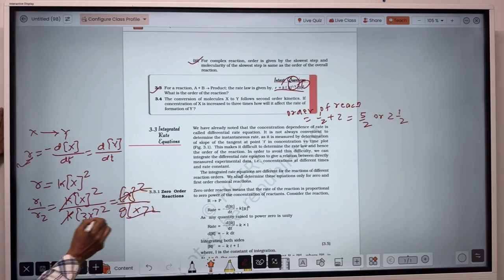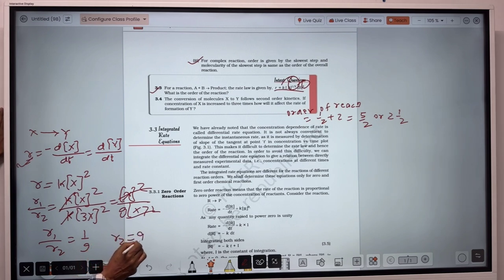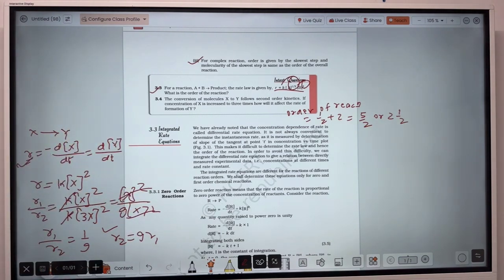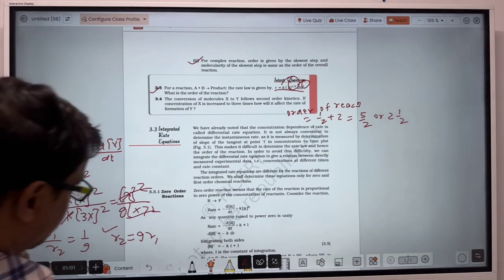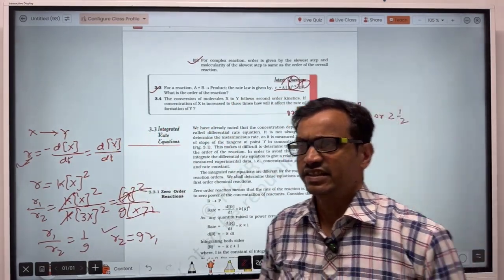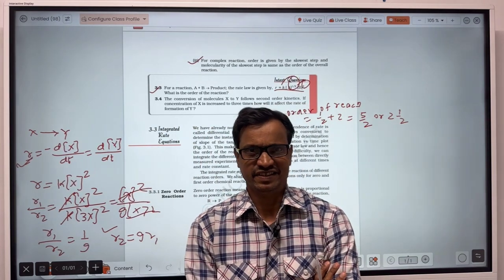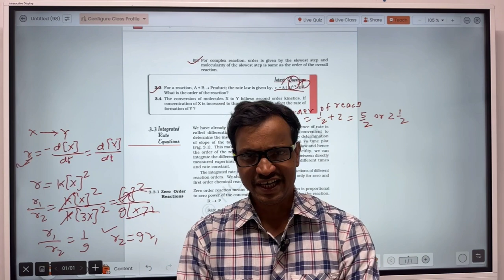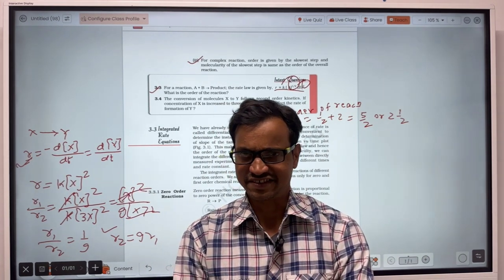So X squared cancels out. So R1 by R2 will be equal to 1 by 9. So R2 will be equal to 9R1. So when the concentration of X becomes 3 times, the rate of reaction will become 9 times. Very simple here. So when the concentration of reactant has increased to 3 times, obviously the rate of reaction will become 9 times the previous rate of reaction.